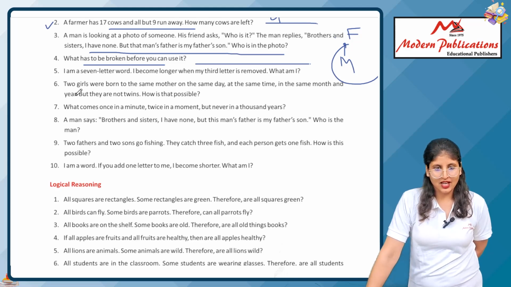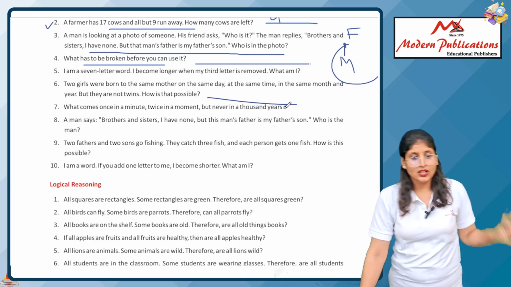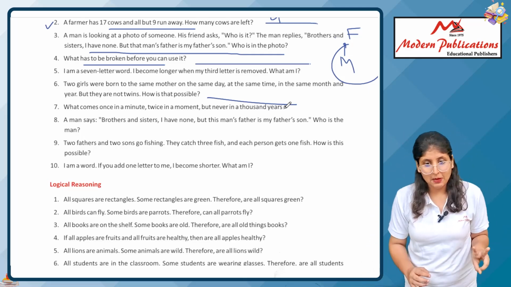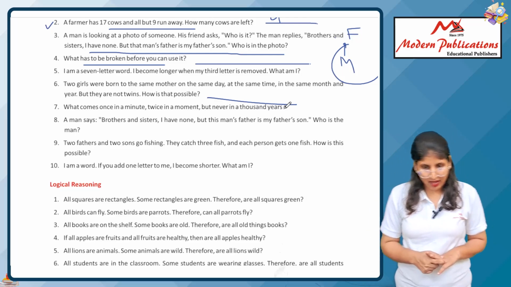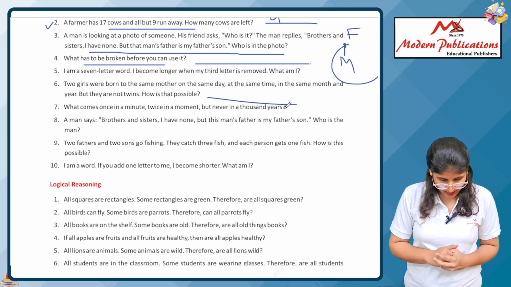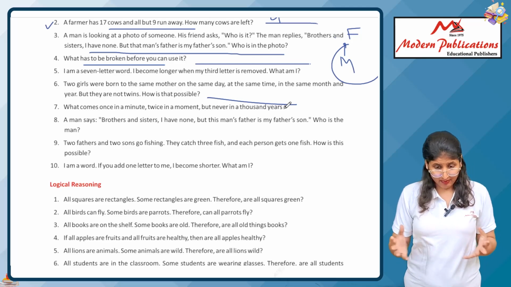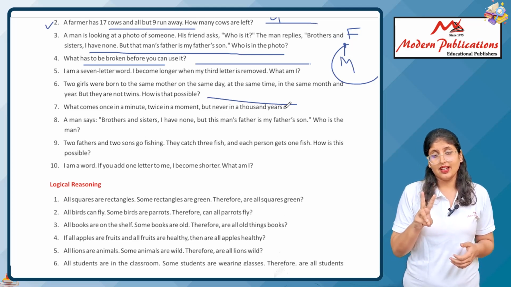Okay. Next, two girls were born to the same mother on the same day, at the same time, but they are not twins. How is it possible? One case is there. Maybe they are triplets. They are not twins, that's why it's possible. So that's why they are not identical.